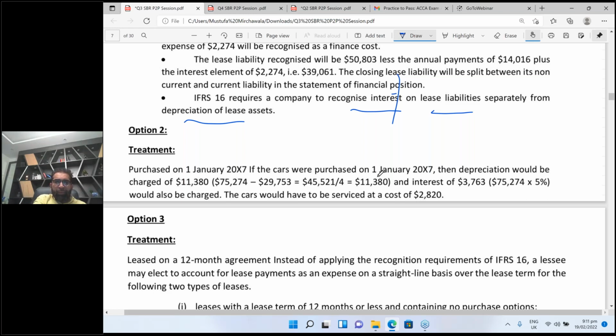The car would have to be serviced at a cost. Yes, again in the question it was written that there will be a service charge as well. So just for your recap, in this option again you have three expenses. The first is depreciation, the second is interest expense, and the third is service charge. Again the same.